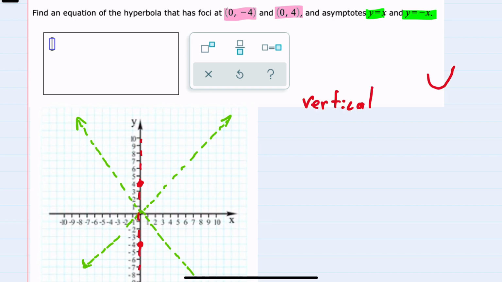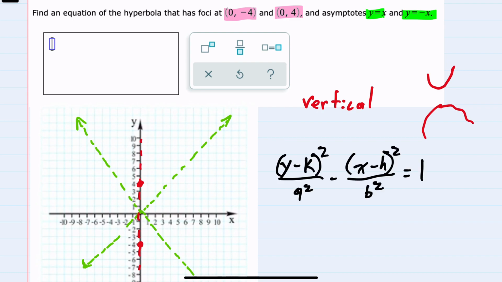axis. So it will be opening up and down, but importantly, whenever it is vertical, the standard form will be the version that leads with the (y - k) squared. And again, I know this because of the vertical opening. And from here, I can start to identify all of the pieces.